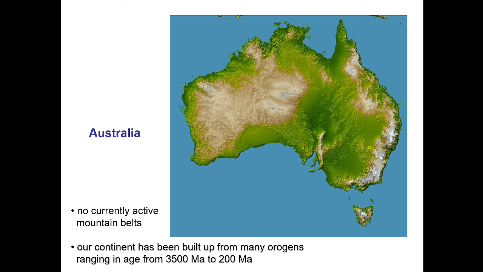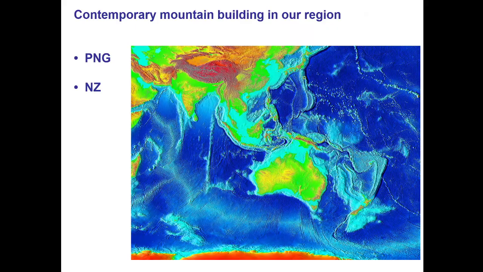If we look at Australia, we have no currently active mountain belts. Our continent has been built up by many orogens, ranging in age from 3,500 million years to 200. Out here in the Yilgarn, this would have had some amazing mountain belts in the past, as well as the Pilbara, right? And then we have the Gawler Craton. These are some of the oldest rocks on Earth. Then we have the East Coast, where this is the Lachlan Fold Belt, and you can see how there's a bit of a mountain belt here from collision in the Paleozoic. And then we have the New England orogen here that had a little bit. So we have a series of rocks, some in central Australia, that record some really old mountain belts that aren't active anymore.